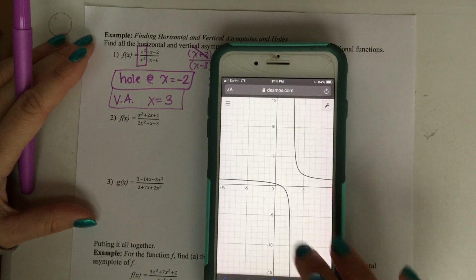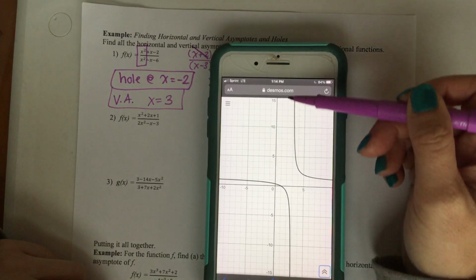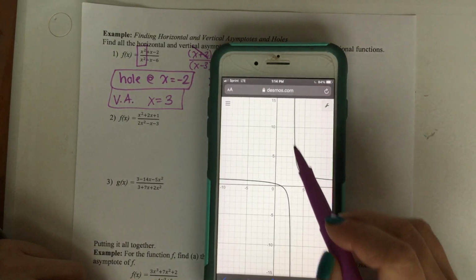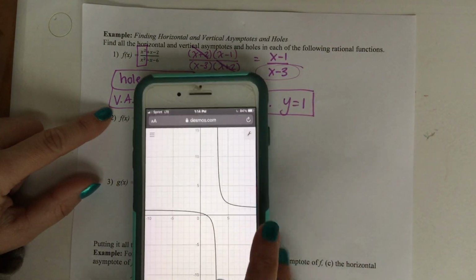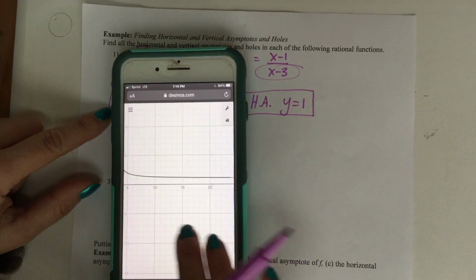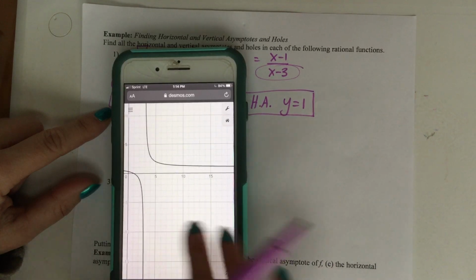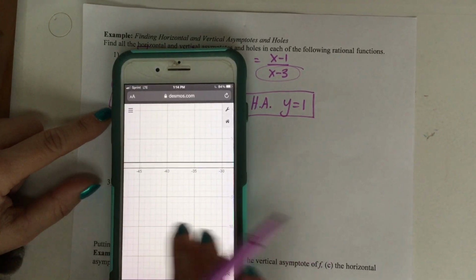Okay, I said that I should have a vertical asymptote at 3. So at x equals 3, that's when you'll notice things are shooting up to positive infinity, things are shooting down to negative infinity, right? And we should have a horizontal asymptote at 1. So as I go all the way to the right, and as I go all the way to the left, you'll see that it's approaching that 1, but it will not break the barrier.